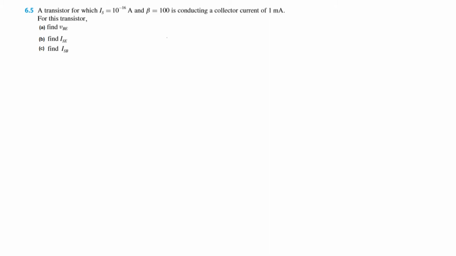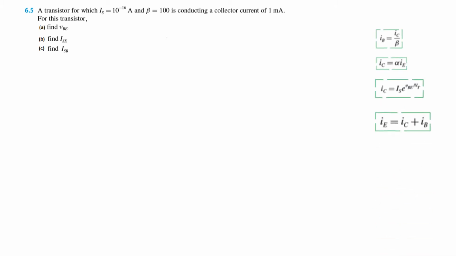Okay, the next question is, for a transistor, IS is given and beta is given, and it's conducting a collector current of 1 milliampere. You have to find VBE, find ISE, and find ISB. Okay, so we can take help from these formulas.